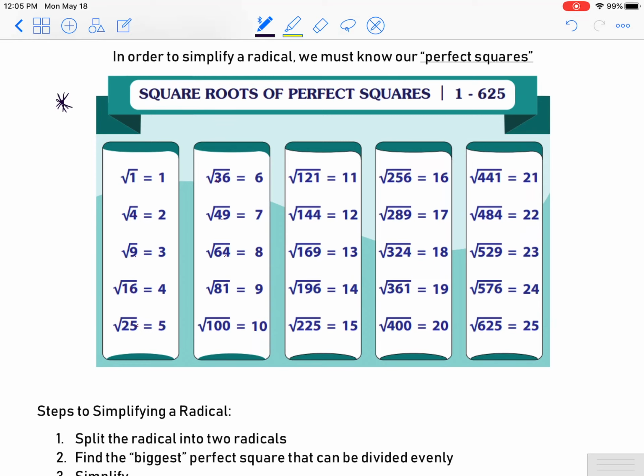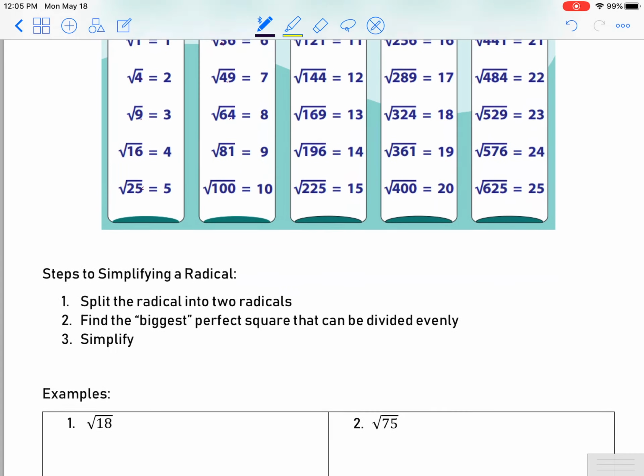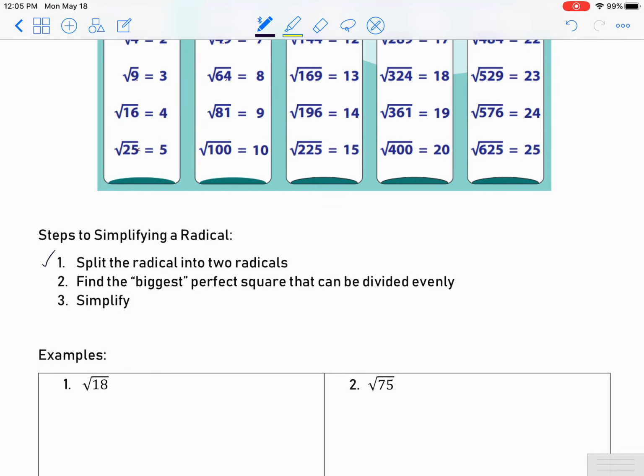So to simplify radicals, your first step here is we're going to split the radical into two radicals. Step 2 is then we're going to divide our perfect squares to find the biggest, or the largest, perfect square that can be divided evenly. And then step 3 is going to simplify.